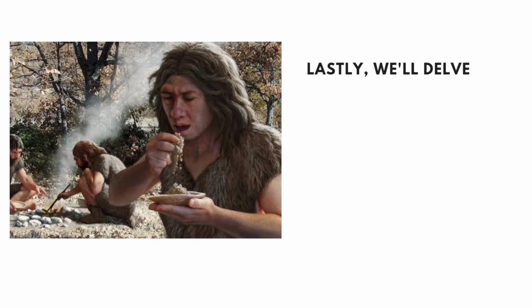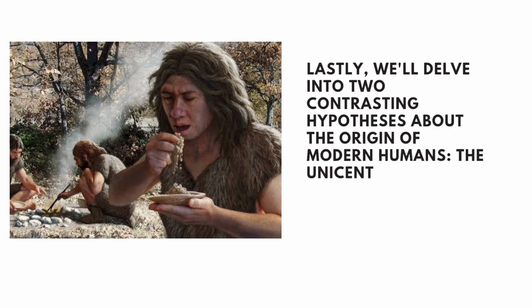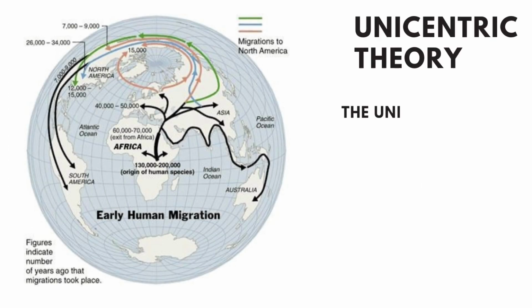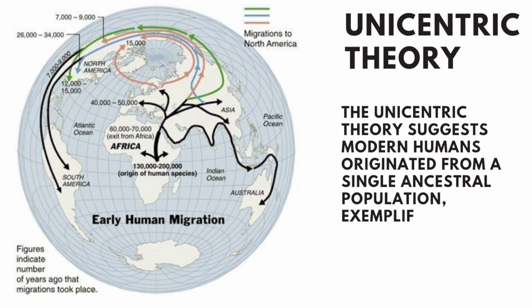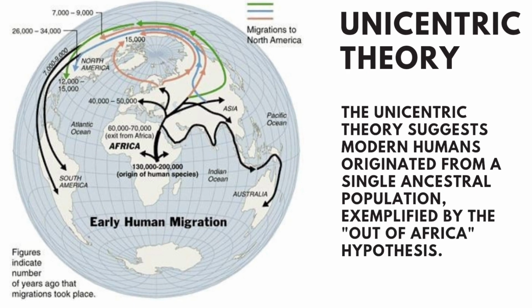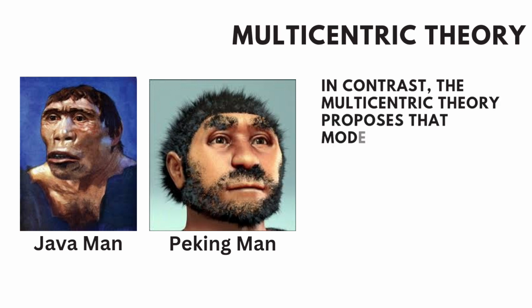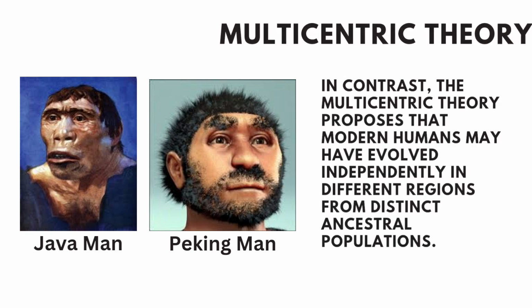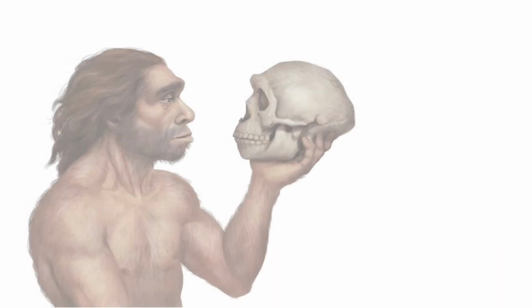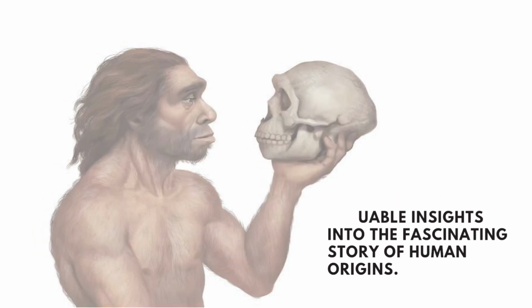Lastly, we'll delve into two contrasting hypotheses about the origin of modern humans: the unicentric and multicentric theories. The unicentric theory suggests modern humans originated from a single ancestral population, exemplified by the out-of-Africa hypothesis. In contrast, the multicentric theory proposes that modern humans may have evolved independently in different regions from distinct ancestral populations. Both theories offer valuable insights into the fascinating story of human origins.